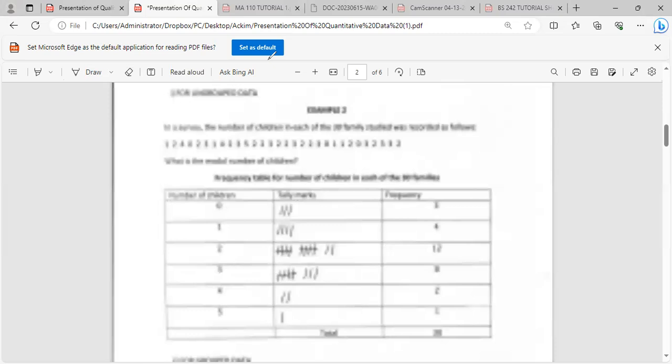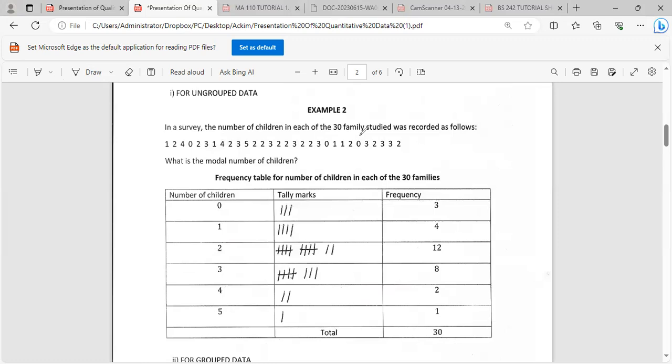Then the data, it's similar to the one that we did for the drinks. So they are saying in a survey, number of children for each family of 30 studied was recorded. So the families were 30. The first family had one child. The second family had two children. The third family had four children. The fourth family had zero children. The fifth family had two children. So these are the number of children for each family, the 30 families.